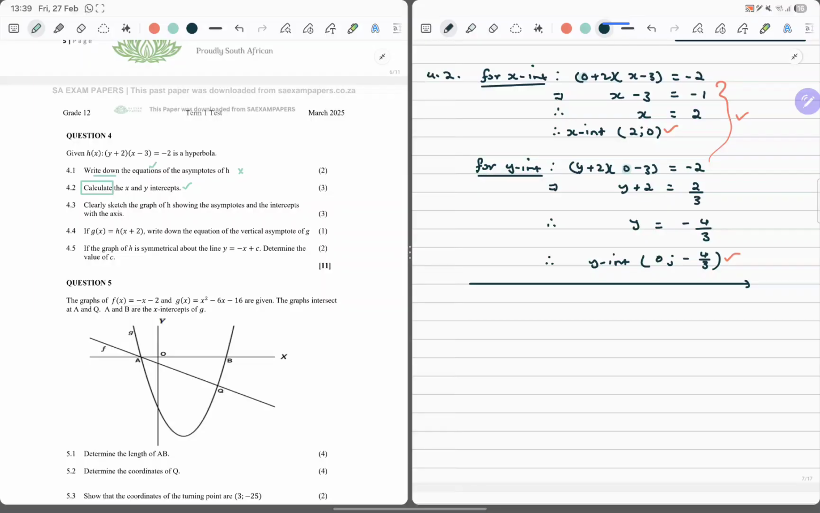This is why this question should not be asked, but rather ask questions that may require a student to first find the intercepts and then move on. But to just ask them directly like this is against their level of study. I mean, these are grade 12s, guys. They are not grade 11s. Anyway, clearly sketch the graph showing the asymptotes and the intercepts.